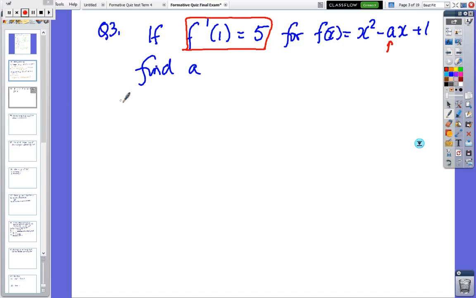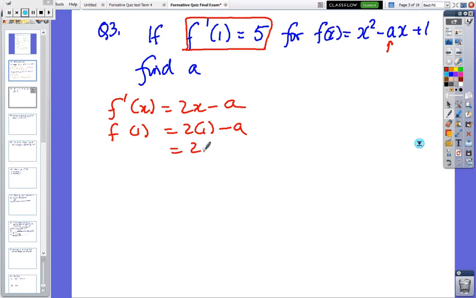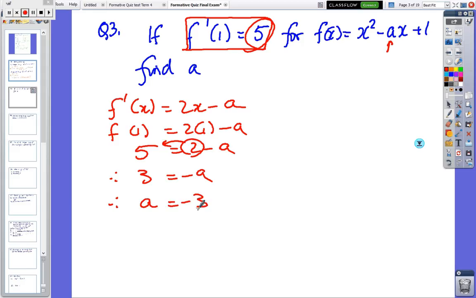Okay, we're back. So f dash of x equals 2x minus a, the 1 disappears, so f dash of 1 would equal 2 times 1 minus a equals 2 minus a, and that value is what the 1 is. And then take the 2 across, so minus 1 equals minus a, so a equals 1. Okay. Come across when you're ready.